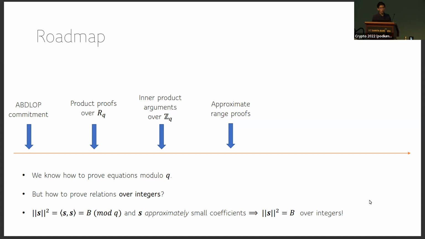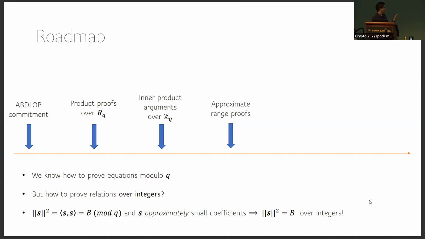So to this end, we apply approximate range proofs, which in short allow us to prove that some vector has approximately small coefficients relative to the proof system modulus Q. So why is it useful?